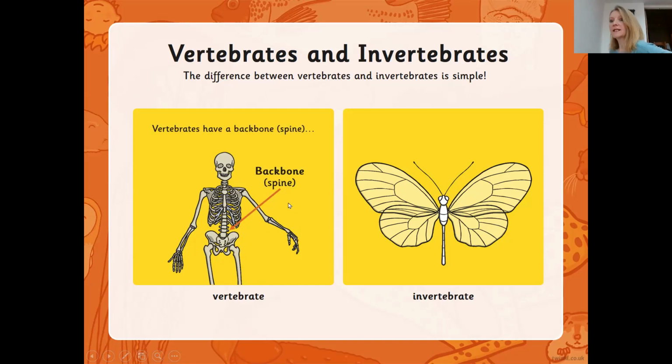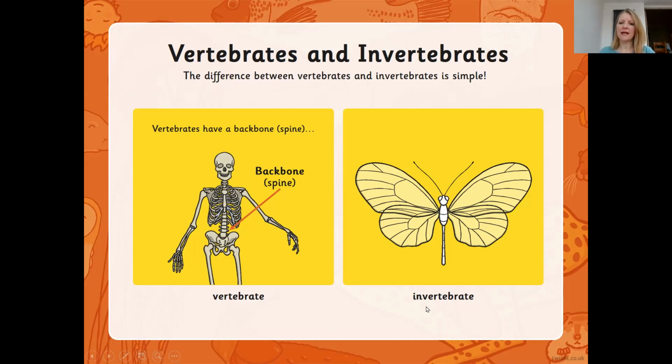If you feel down your back, you should be able to feel the bones of your spine. And that puts us as humans into the vertebrate group. Maybe you can already think about other animals which might also go into that group. So vertebrates have to have a backbone, they have to have bones, and all of those bones are actually inside our bodies. We'll come on to that in a moment.